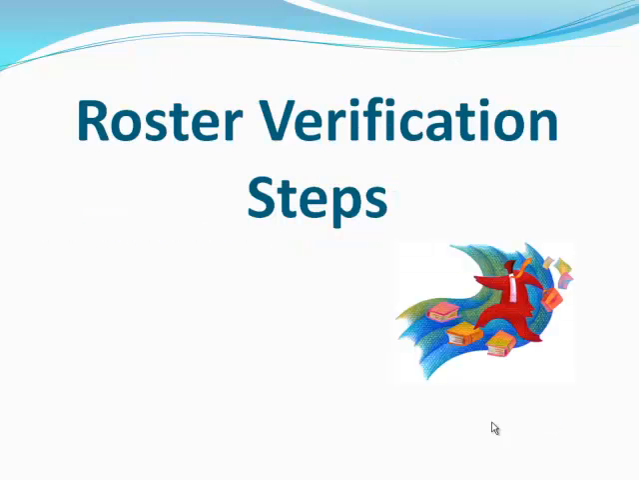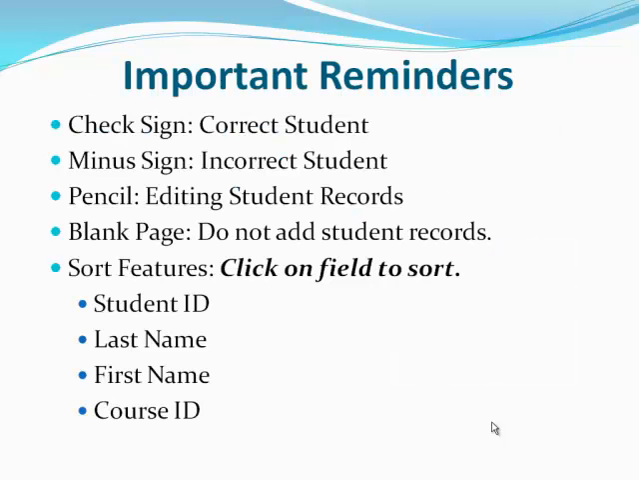Roster verification steps. It's now time to get into the meat and potatoes of what we're going to do. Before we get started real quick, let's go through a few important reminders. All right, teachers, the check sign indicates that this is a correct student who belongs on your roster. So if you click on the check sign, that means you want to keep that student on your roll. The minus sign, that means that you want to remove this student. This student is an incorrect student, you do not teach the student, and you need the student removed.